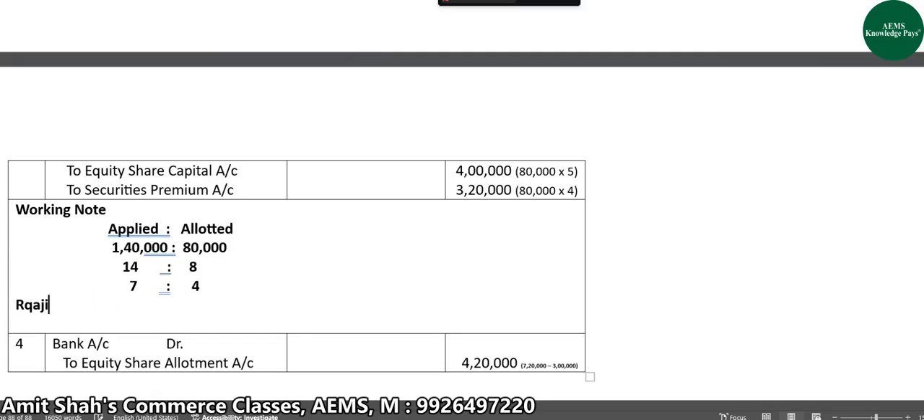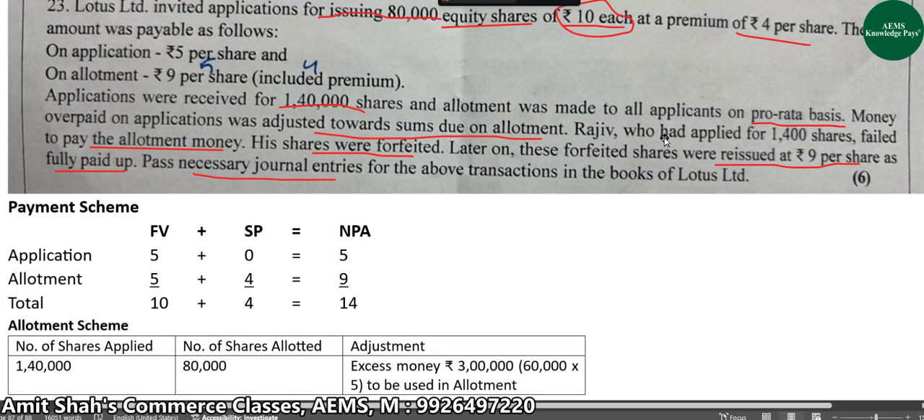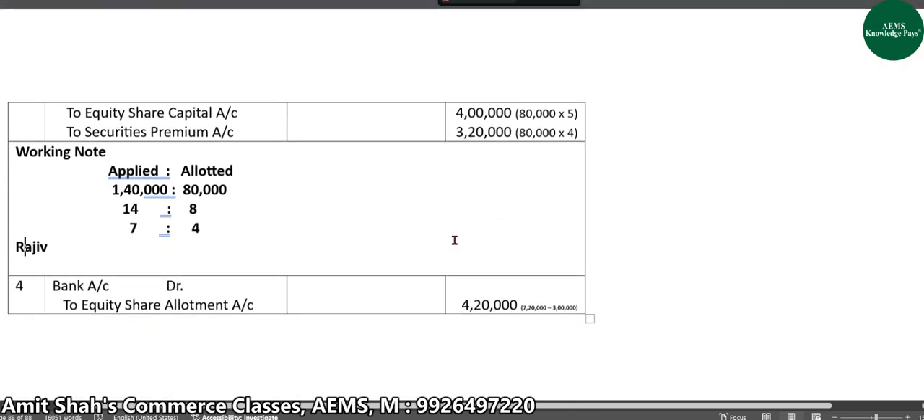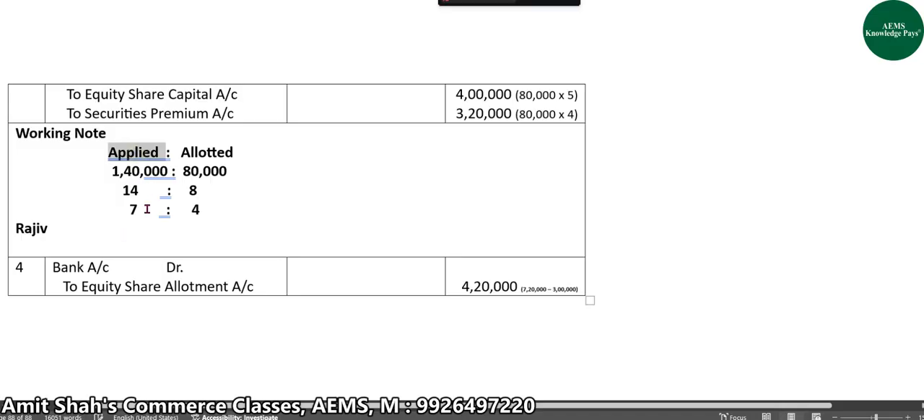Now, if we talk about Rajiv, we have been given his number of applied shares here. Rajiv applied for 1400 shares. So we know how many shares Rajiv applied for. So below applied, we will write Rajiv's shares, that is 1400. And now we have to find how many shares Rajiv was allotted.